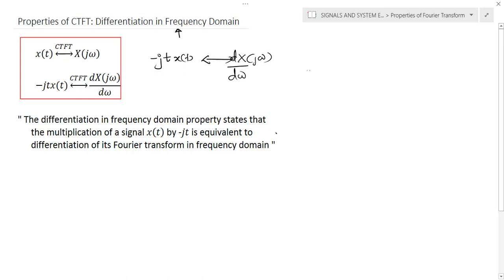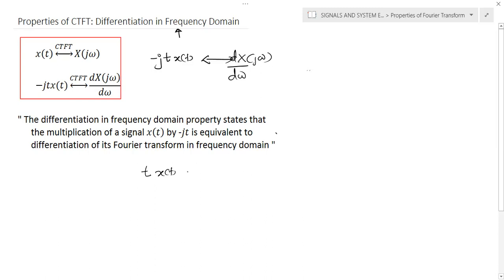Or in other words, in time domain, if you multiply the signal with minus j into t, it's equivalent to differentiation in frequency domain. So this is actually differentiation in frequency domain. More commonly, we use time differentiation in most of the problems, but this is also important. And sometimes these terms will also be represented in a different way. That is, it is a common practice that we write t into x of t.